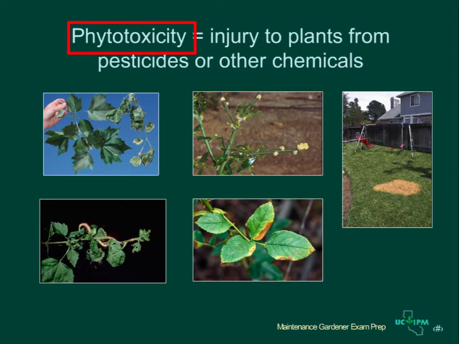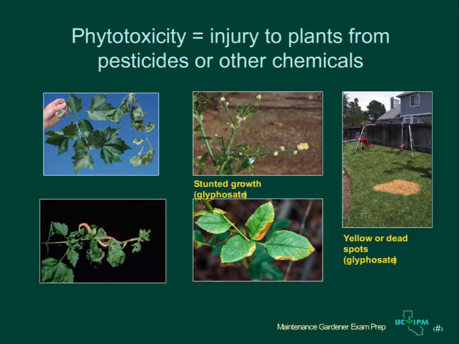Phytotoxicity is the term used to refer to injury to plants caused by pesticides or other chemicals. Herbicides are the most common type of pesticide causing harm to desirable plants. Examples of damage by the herbicides glyphosate and 2,4-D are shown here. Insecticides and other pesticides may cause injury in some cases as well.